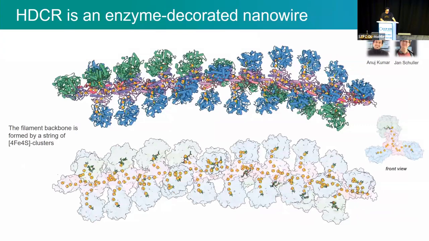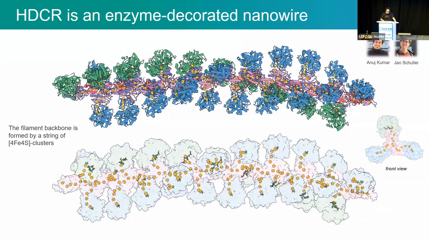And the key insight that we get from this structure is that HDCR is an enzyme-decorated nanowire. So we have this chain of iron sulfur clusters from the ferredoxins in the center, and this nanowire is decorated with the enzymes, the hydrogenases and formate dehydrogenases that do the hydrogen splitting and CO2 reduction.